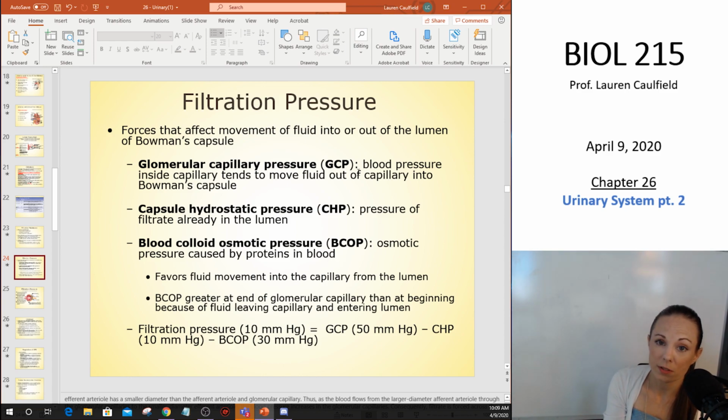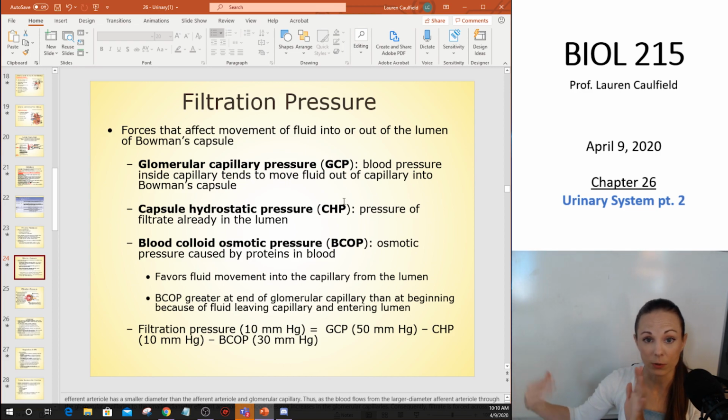So we also have some other types of pressures that are interacting, okay? And this is what is giving us our final number as far as the pressure that's allowing this fluid to pass through. I'll go over these quickly, but it's going to make more sense when we look at this picture, okay? So we have a glomerular capillary pressure, okay? So obviously this is the pressure within that capillary, and this is what is going to be pushing fluid out into the Bowman's capsule. We also have capsule hydrostatic pressure. So this is the pressure being exerted by the filtrate that's already in the lumen, so it's pushing back against that glomerular capillary pressure.